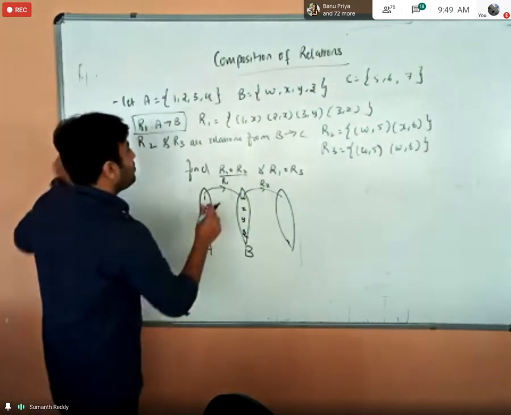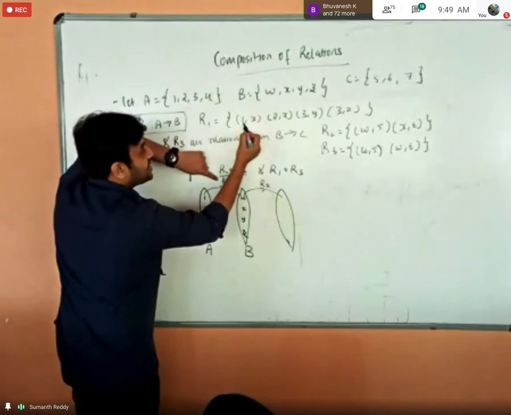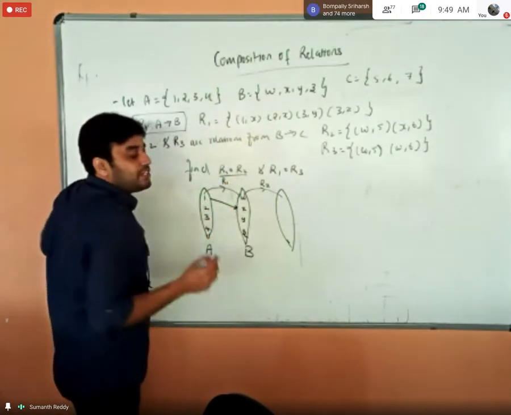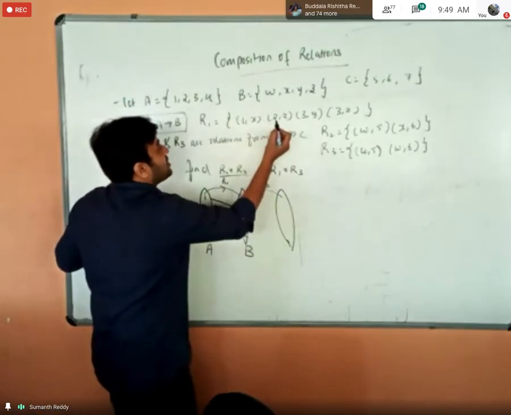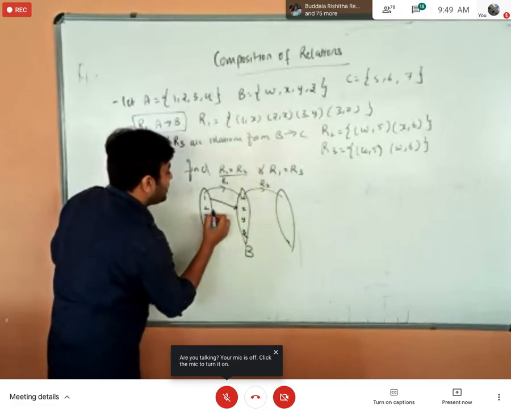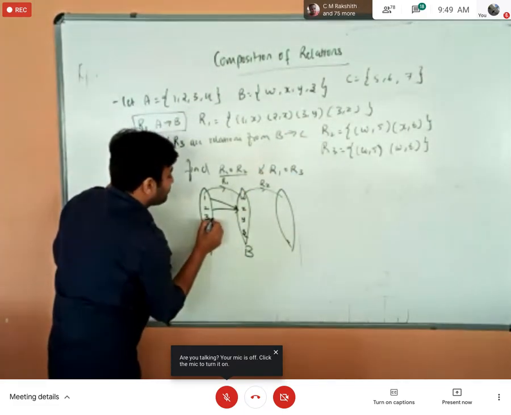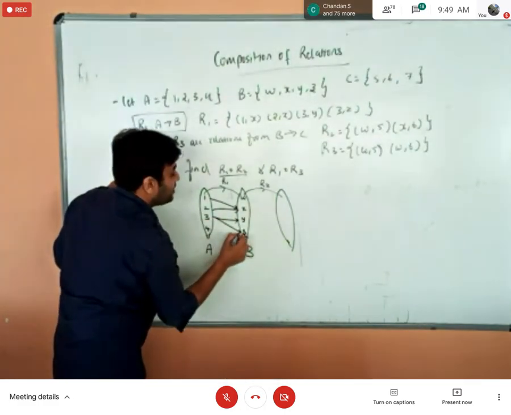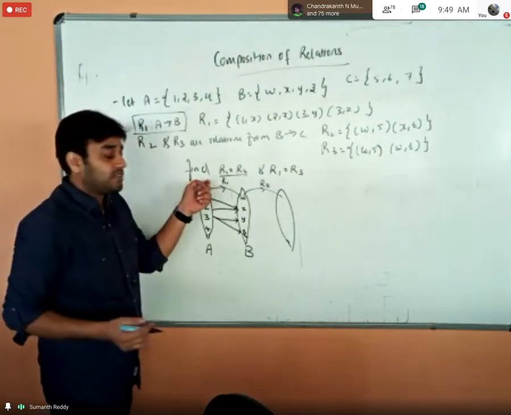Fine. So now, how will I represent the relation R1? R1 tells that there is a relation from 1 to X. So from 1 to X, there is a relation which needs to be depicted by one line and an arrow, right? And there is a relation from 2 to X, so I'll write one more line here. And there is a relation between 3 and Y, so I need to write one more line, and then 3 to Z, right? So now I have represented the relation R1 in the form of an arrow diagram.